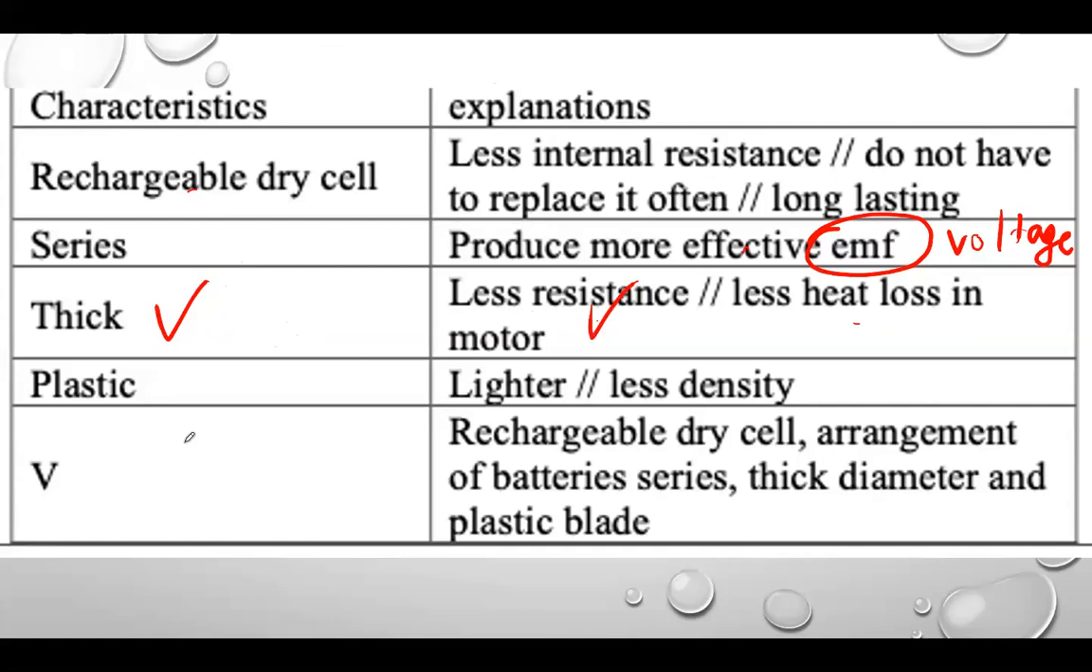And then, of course, for plastic, a lot of you wrote that it is safer, it doesn't harm the hand. The standard answer for plastic is always lighter or less density. The best fan is V, and the explanation is 1, 2, 3, 4, all from here. Nothing in the explanation is written over here. Just to remind you of the answering technique.